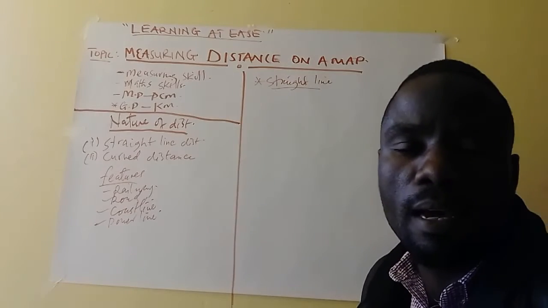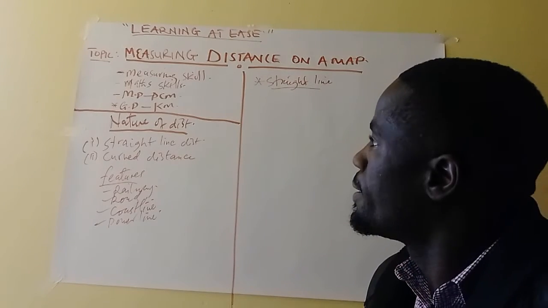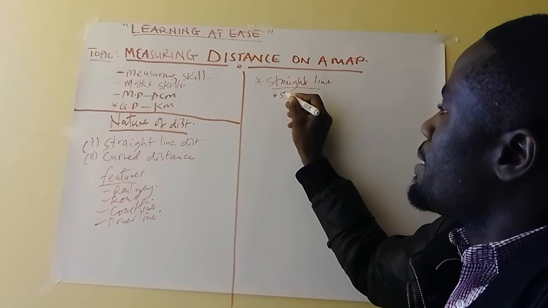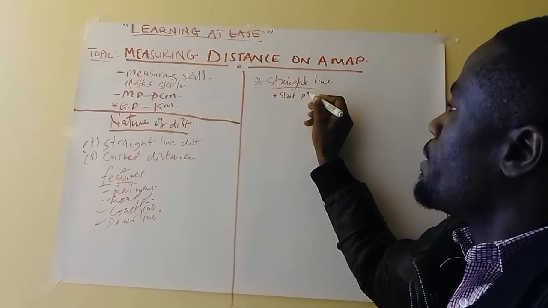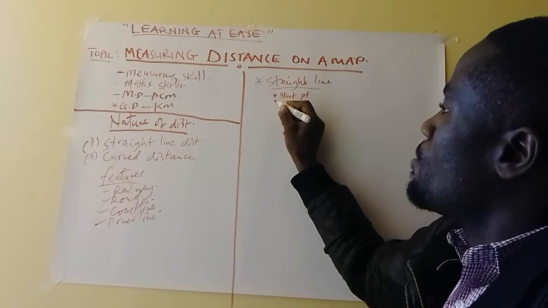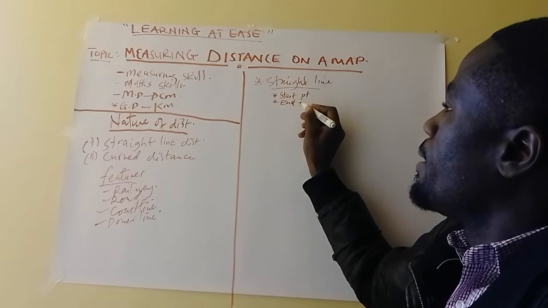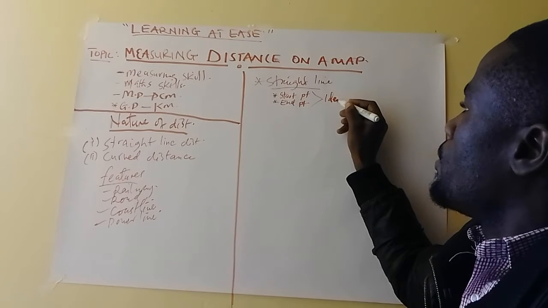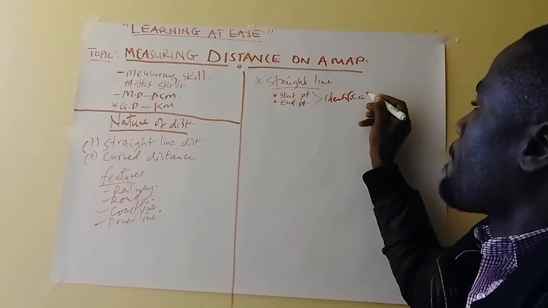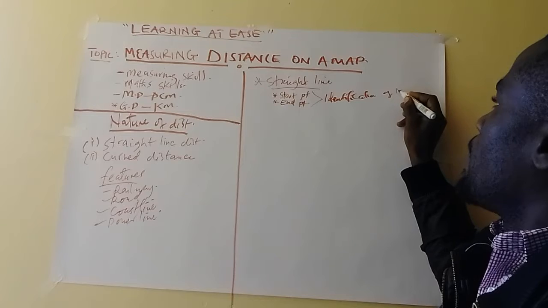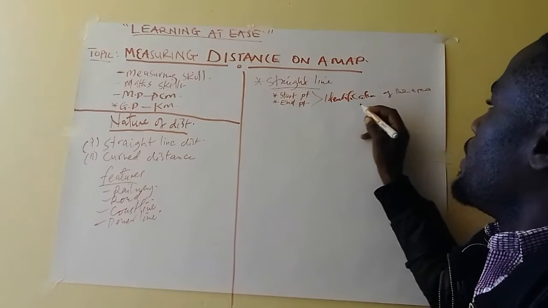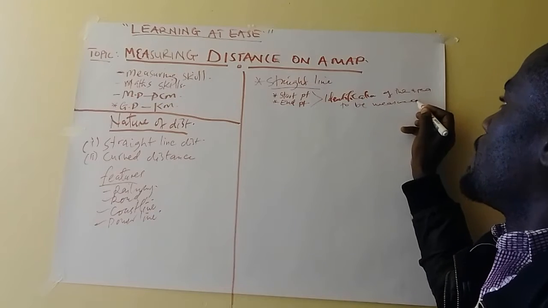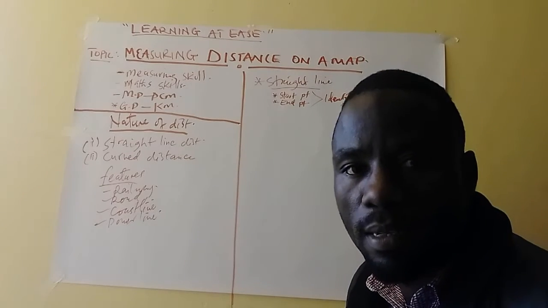If it is a straight line, note the starting point, check where the starting point is, and look for the end point. That is identification of the area to be measured. It is very important because you can measure distance.